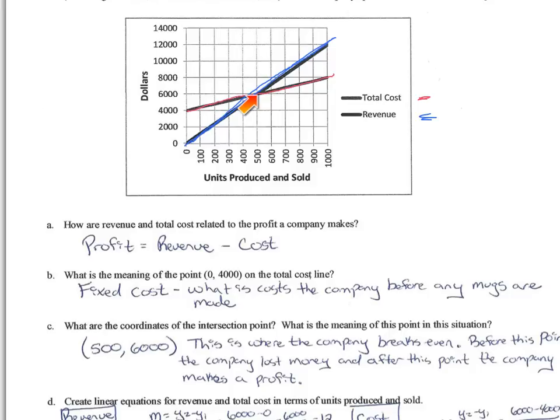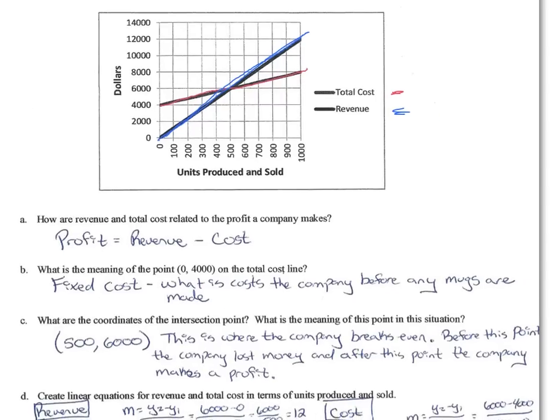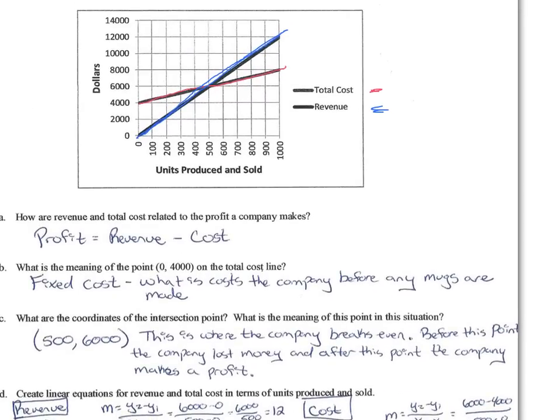Letter C, what are the coordinates of the intersection point? Well, they're right here. You could probably see them better before I drew my lines in. But that's at an X value of 500 and a Y value of 6,000. So that is where the company will break even. Before this point, the company lost money, and the reason I can tell is that cost was higher on the graph than the revenue. After this point, the money I'm bringing in is more than the cost to make the item. So at this point, I'm making a profit, and that's what that says there. Again, notice I'm using words in my math class.